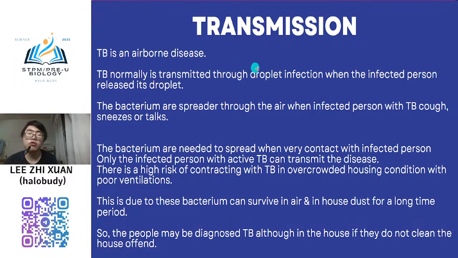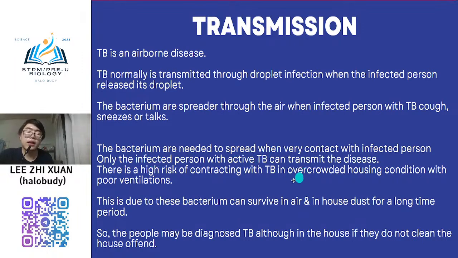It is easily transmitted through droplet infection when the infected person releases droplets. The bacteria are spread through the air when an infected person with TB coughs, sneezes, or talks. So totally similar to COVID-19. The bacteria need contact with an infected person to spread, and only an infected person with active TB can transmit the disease. Like if I already have TB and I talk to you, or I cough or sneeze, you will have the possibility to get TB too.